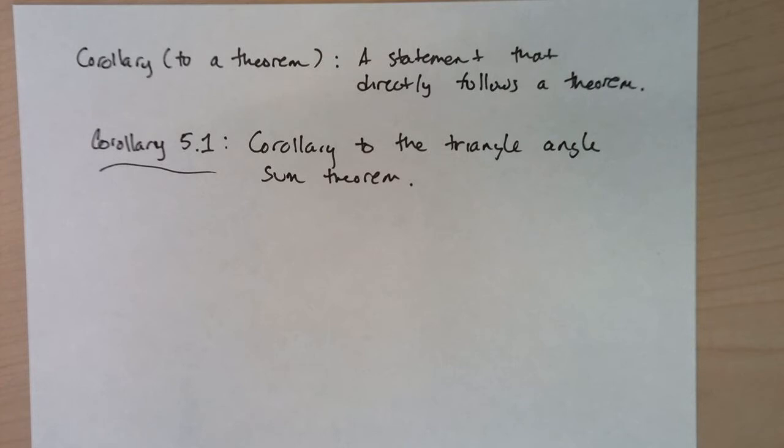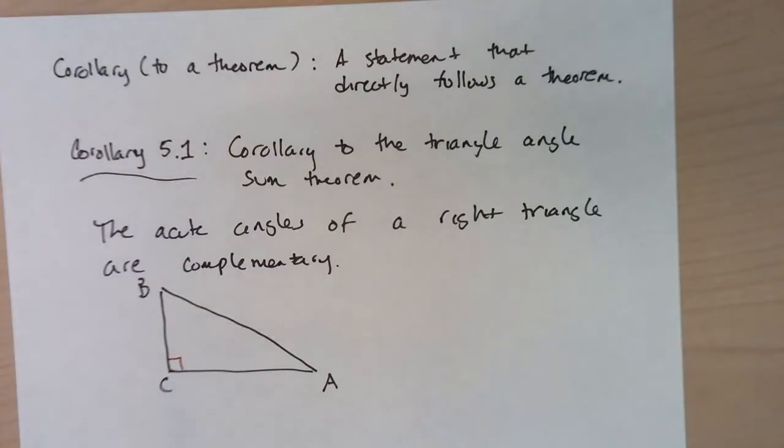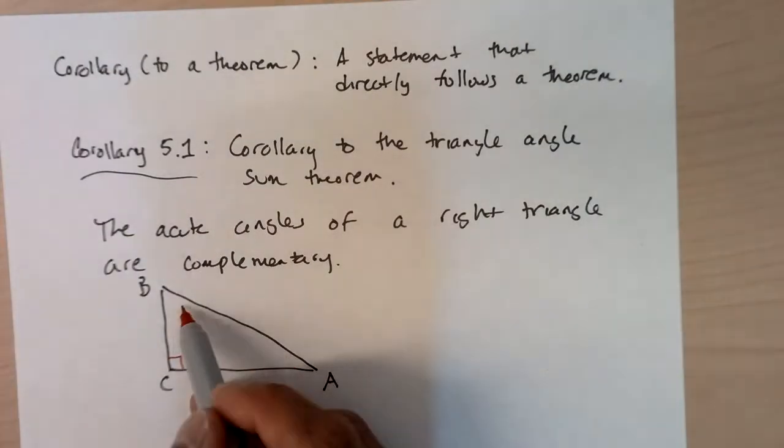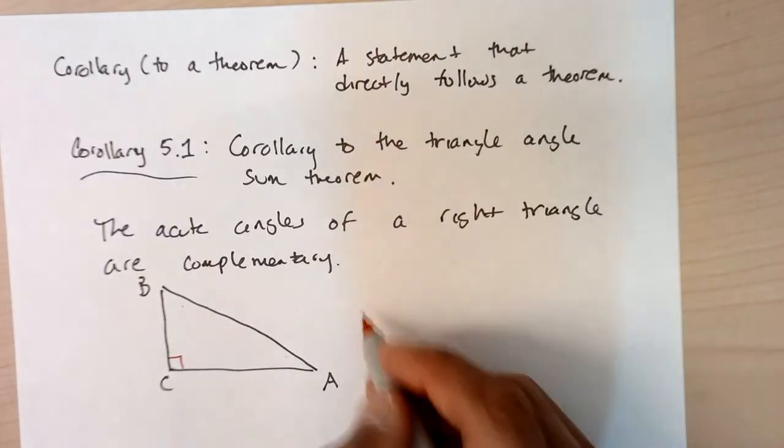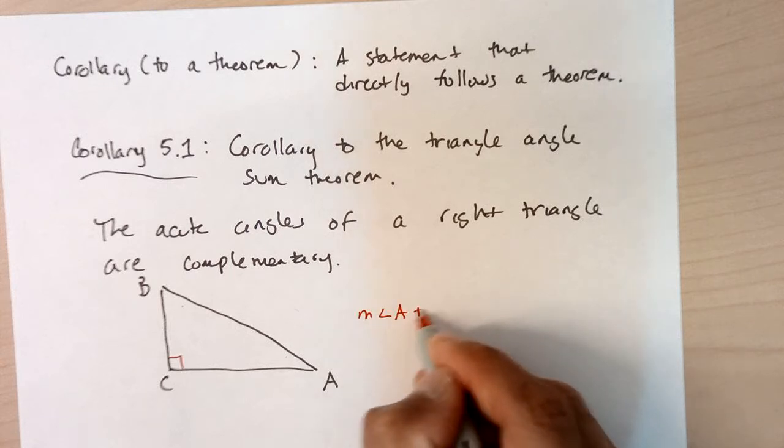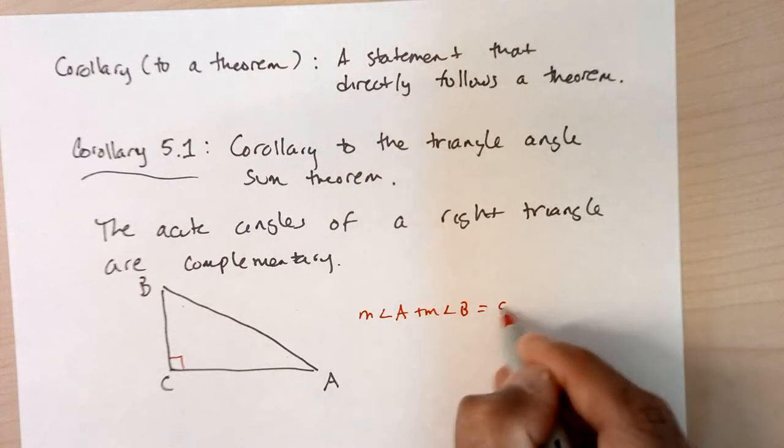But corollary 5.1 is the corollary to the triangle angle sum theorem. It states this: the acute angles of a right triangle are complementary. So here's my right triangle, triangle ABC, and then the acute angles of the right triangle would be angle A and angle B. And if they're complementary, that means the measure of angle A plus the measure of angle B is equal to 90 degrees.